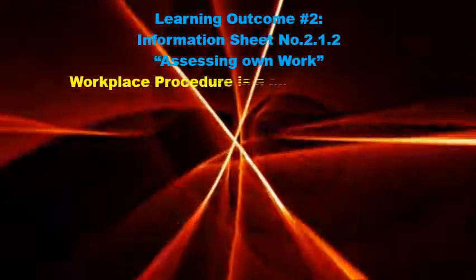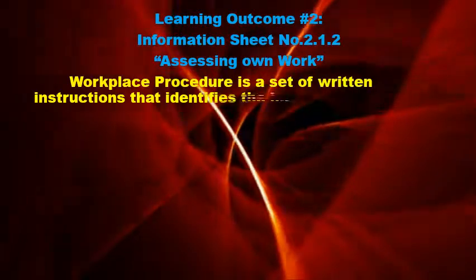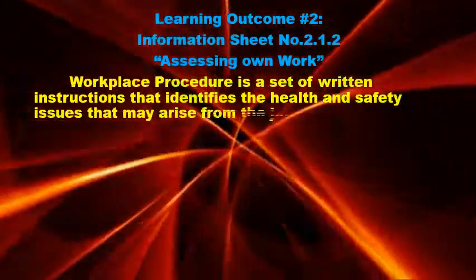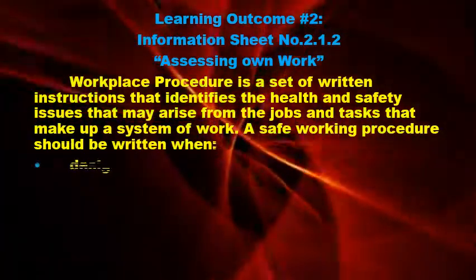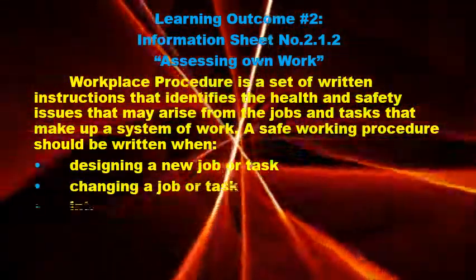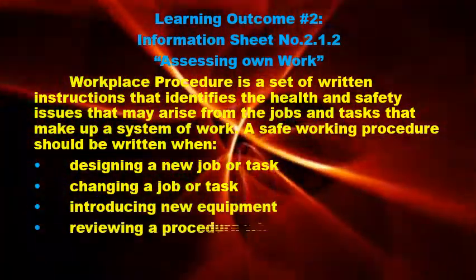Learning outcome number 2. Information sheet number 2.1.2. Assessing own work. Workplace procedure is a set of written instructions that identifies the health and safety issues that may arise from the jobs and tasks that make up a system of work.